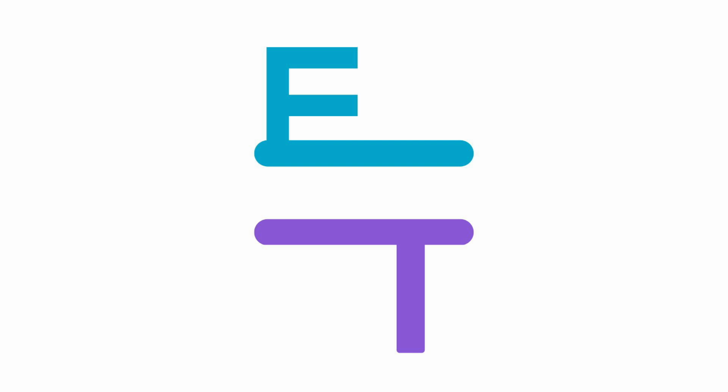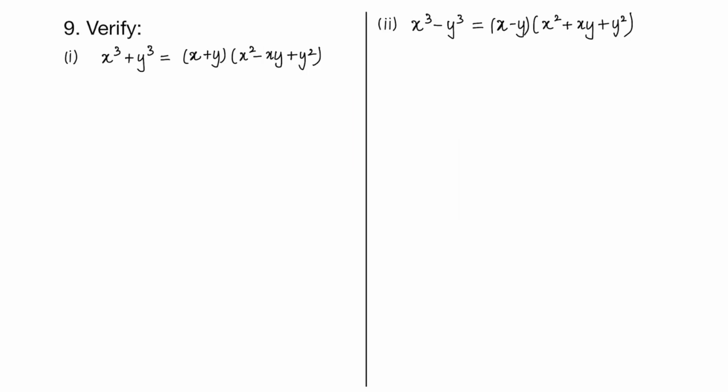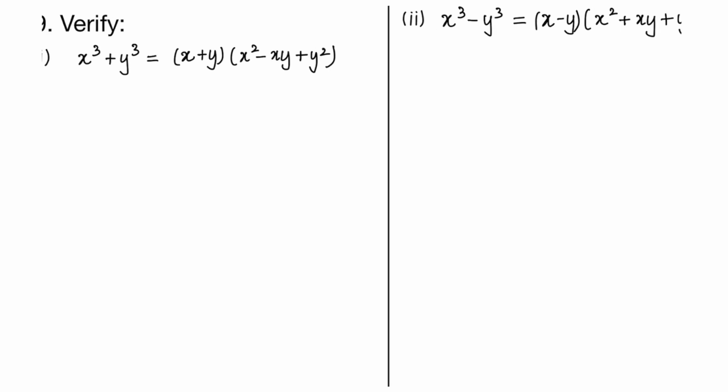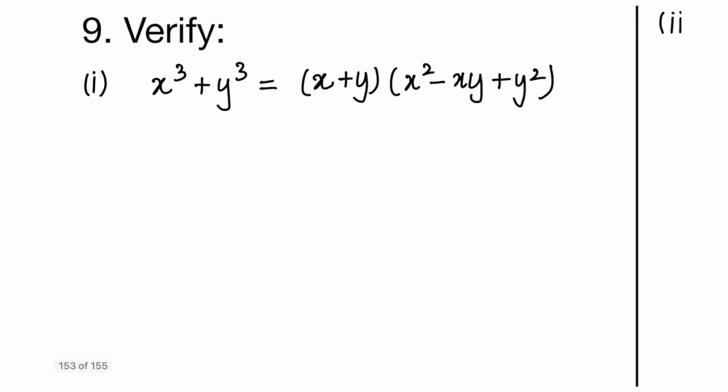And in this video again we are going to see a couple of questions from exercise 2.4. Okay, we are starting with exercise question 9, which is to verify this thing called x cube plus y cube equal to x plus y into x squared minus xy plus y squared. Okay, so you have to verify this LHS equal to RHS.